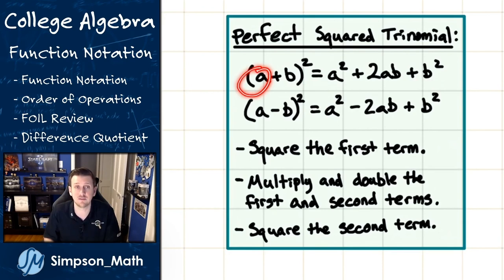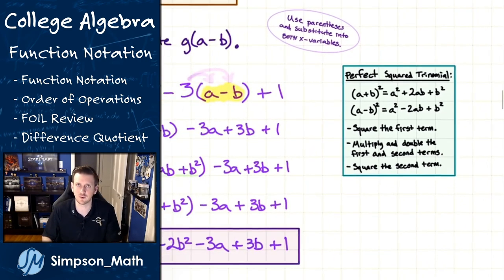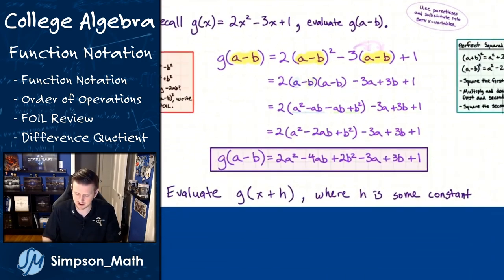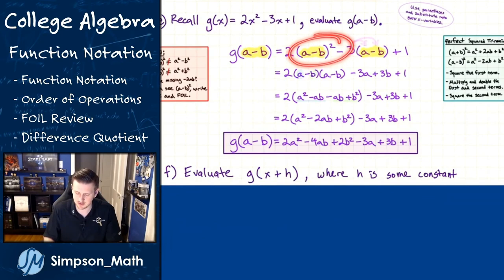You take the first item, square it. Multiply them together, double. Take the last item, square it. If it's a negative in the middle, same thing. It's just that we're going to end up with a negative for the middle term, because when you multiply them together, they're negative. Double them, still negative. But if I square a negative, it's now positive. So there's a bit of a formula here if you're a formula type person, but until you get good at it, I want you to, anytime you see a binomial squared, write it twice, then FOIL.